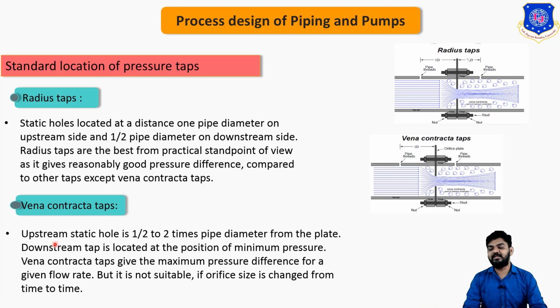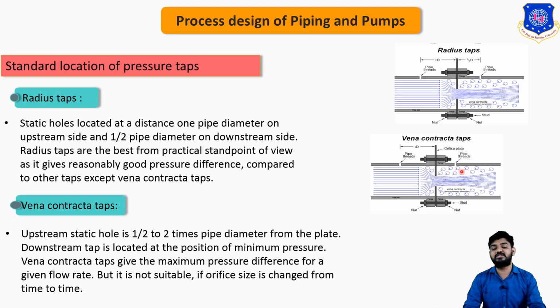You can see here on the upstream side a static hole is provided at 1.5 to 2 times the pipe diameter, right? So we can actually provide this hole at a distance in the range of half to 2 times the pipe diameter, right? And the downstream tap is located at the position of the minimum pressure, that is nothing but your vena contracta, right? So at the vena contracta the downstream tap is provided. Vena contracta taps give maximum pressure difference for a given flow rate, right? So this type of tap provides maximum pressure drop and it ultimately gives the accurate flow rate of the flowing system.